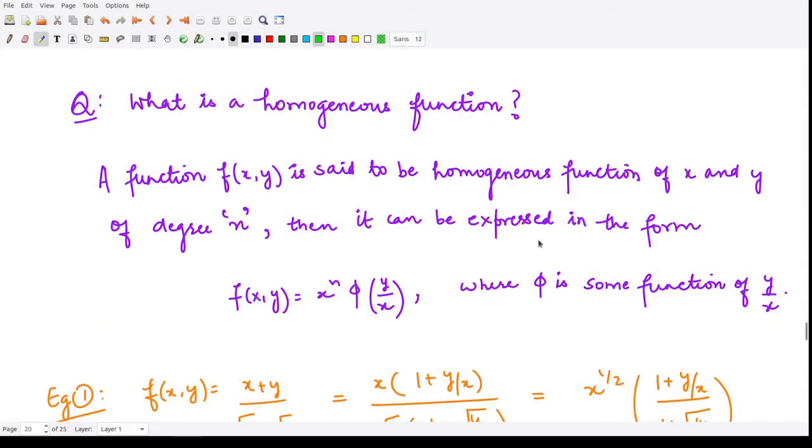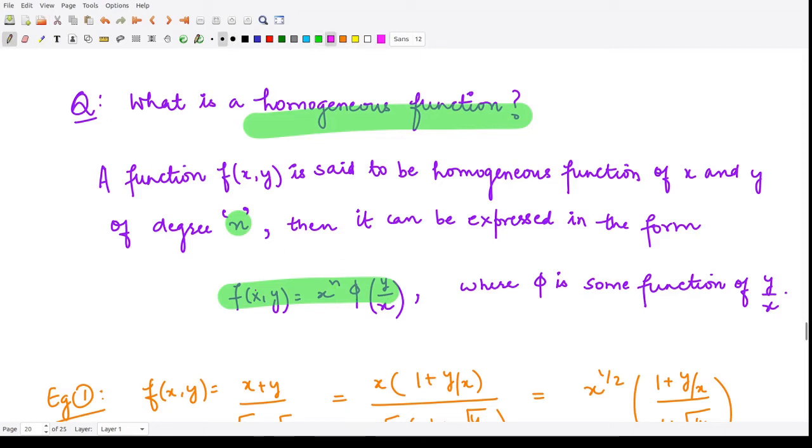Next we have this homogeneous function. So what is a homogeneous function? A function is said to be homogeneous of degree n whenever it is expressed in this particular form. That is, f of x, y is equal to x to the power n times some function of y divided by x.